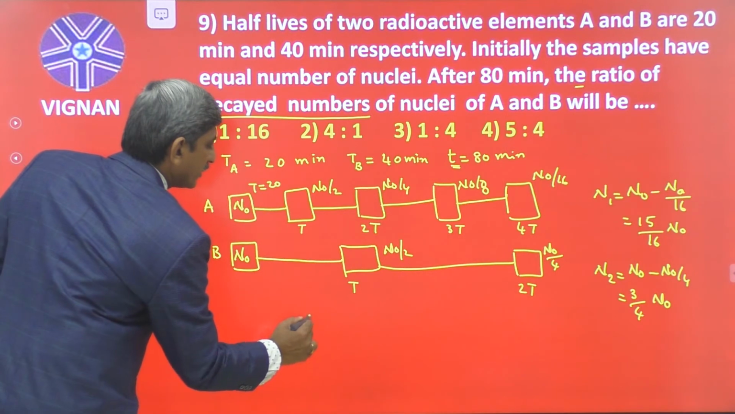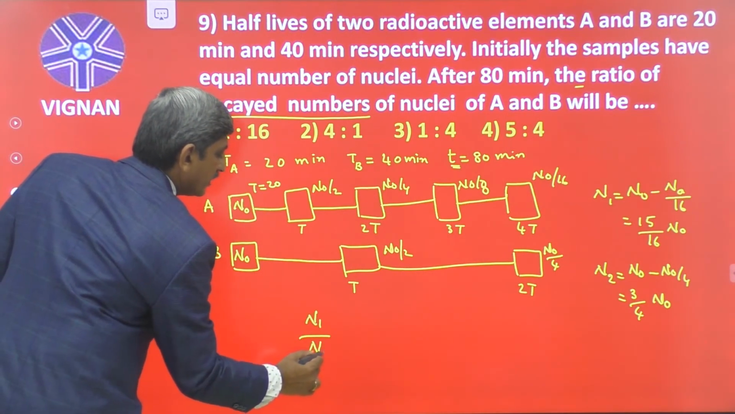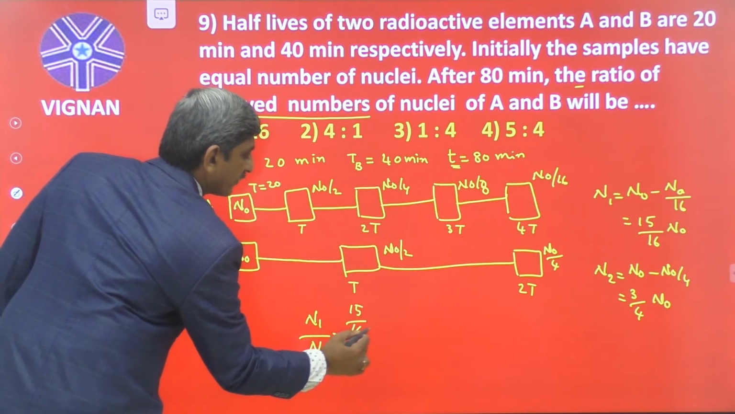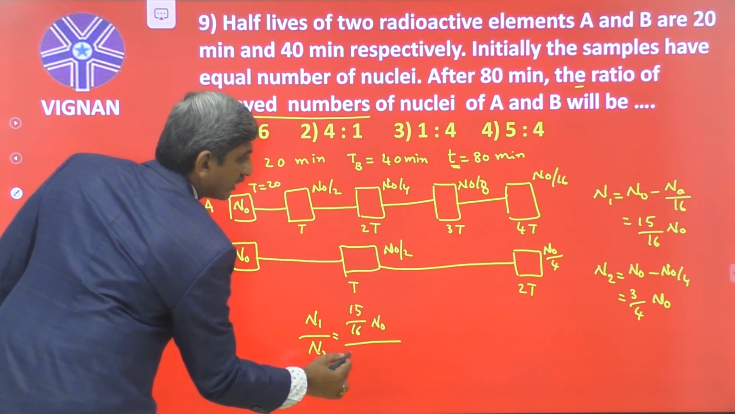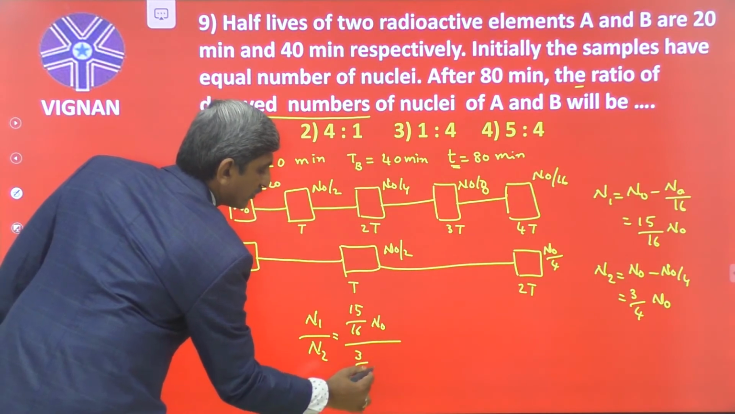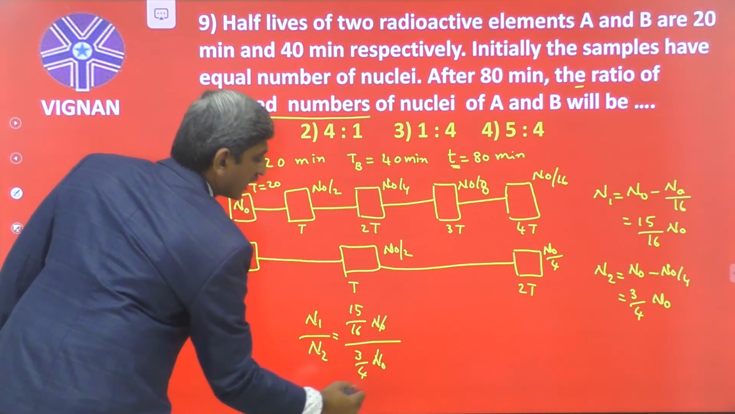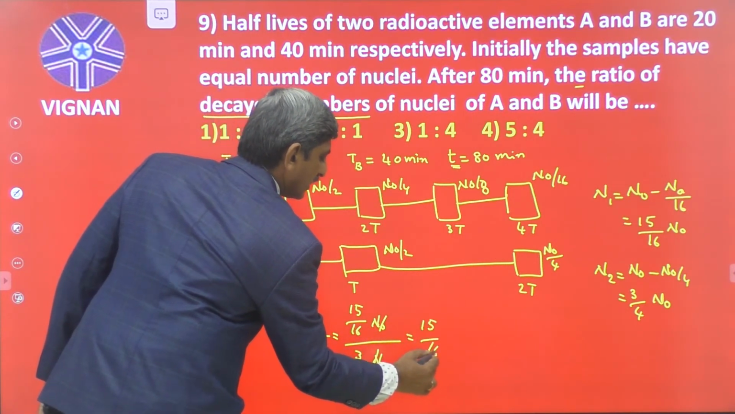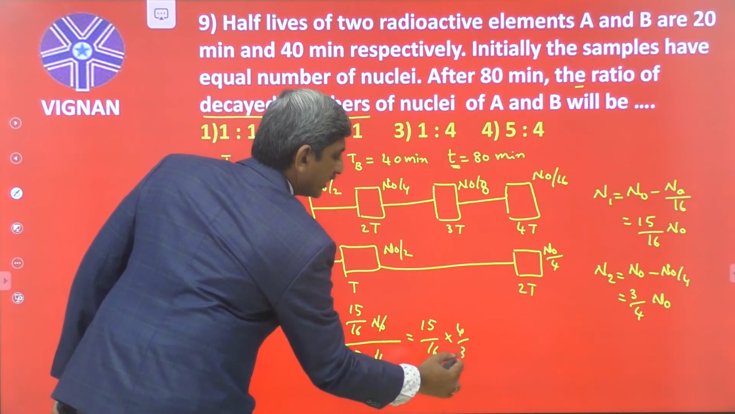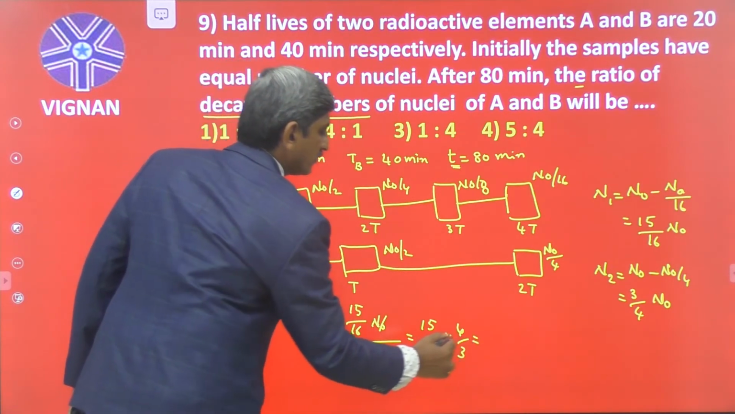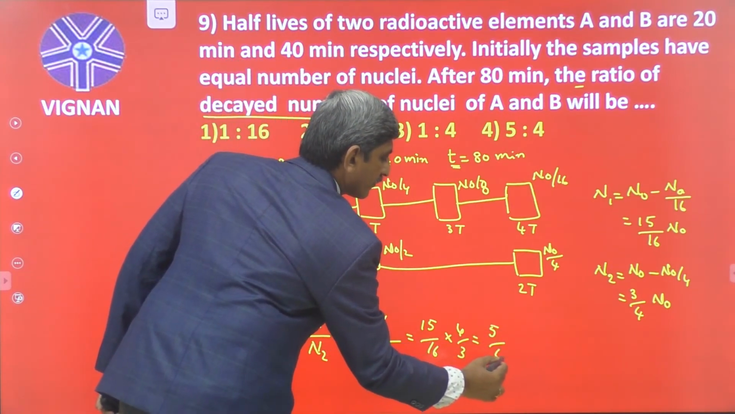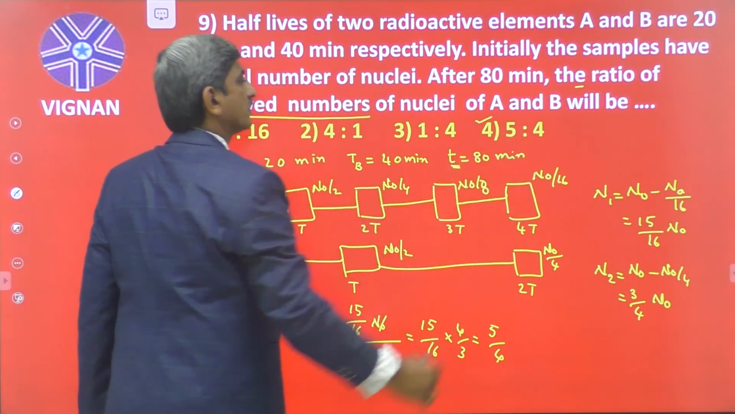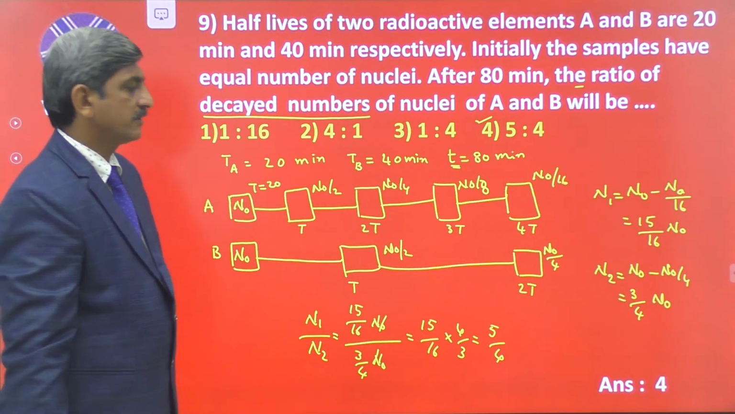That means the required ratio is N1 by N2 is equal to 15 by 16 N0 divided by 3 by 4 N0. N0 gets cancelled. This is equal to 15 by 16 into 4 by 3. This is equal to 5 by 4. So the ratio is equal to 5:4. So the option 4 is right.